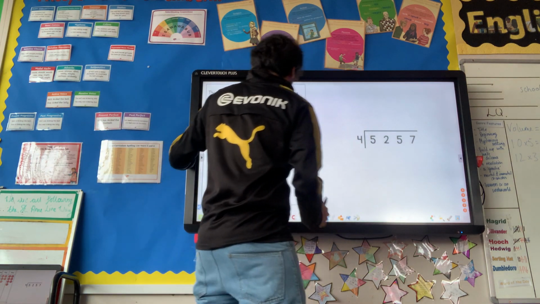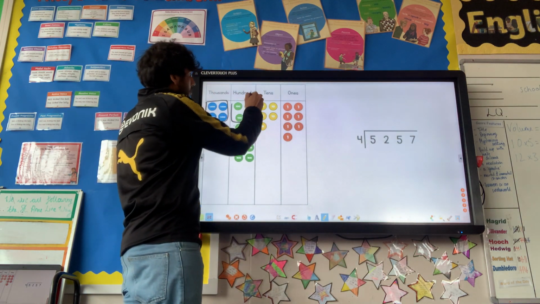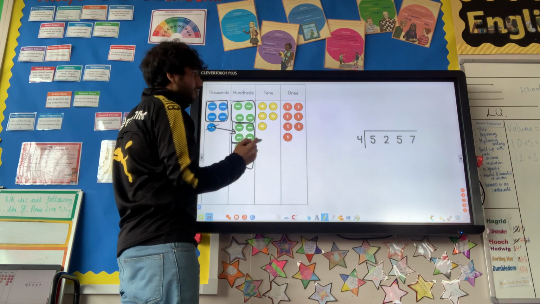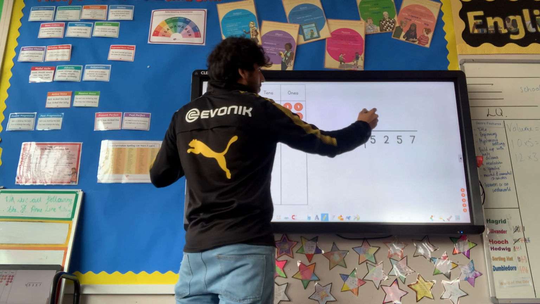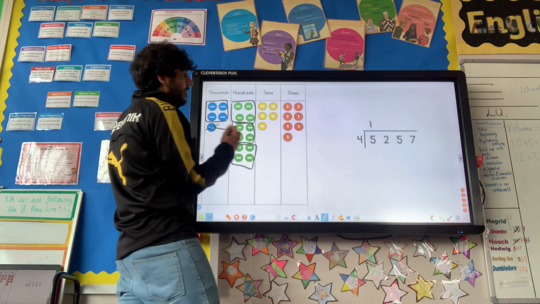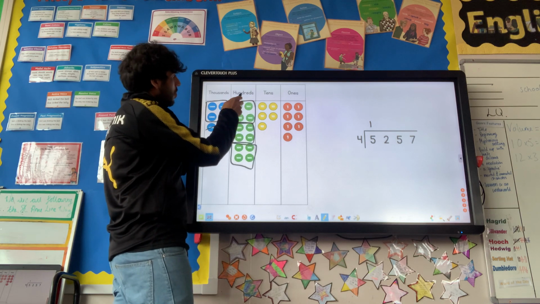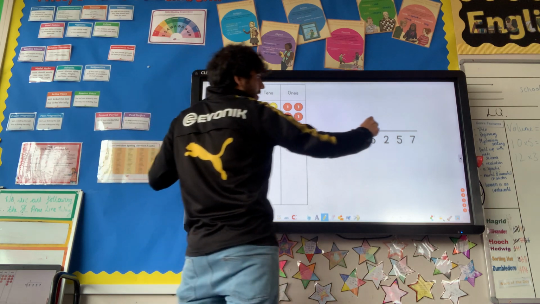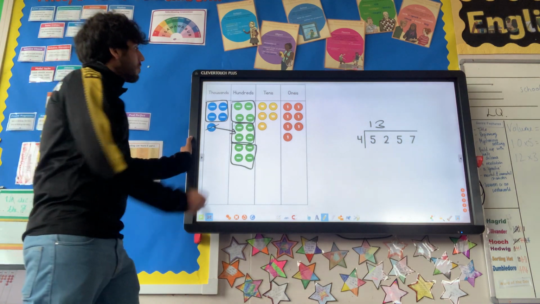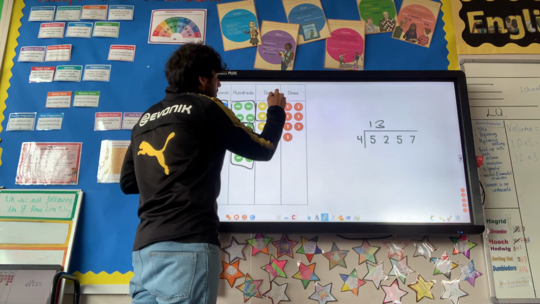So now can we group those into groups of 4? Let's see, 1, 2, 3. Sweet. So we know there's going to be 1 group of 4 in 5,000. How many groups of hundreds are there? There's 3. Okay, now we're onto our tens. We've got 1 group of tens there.